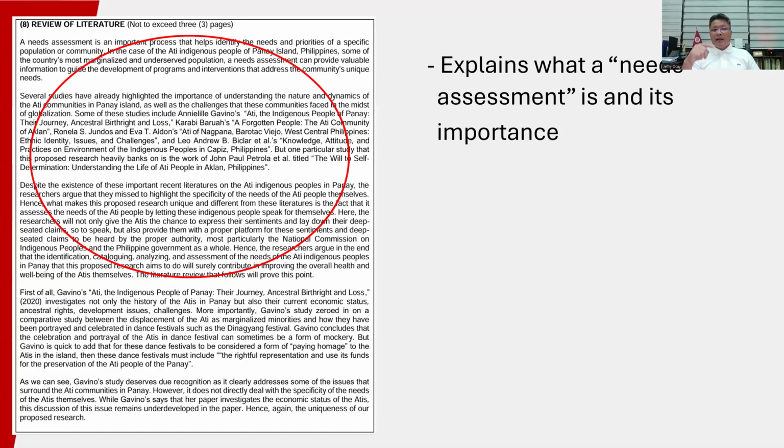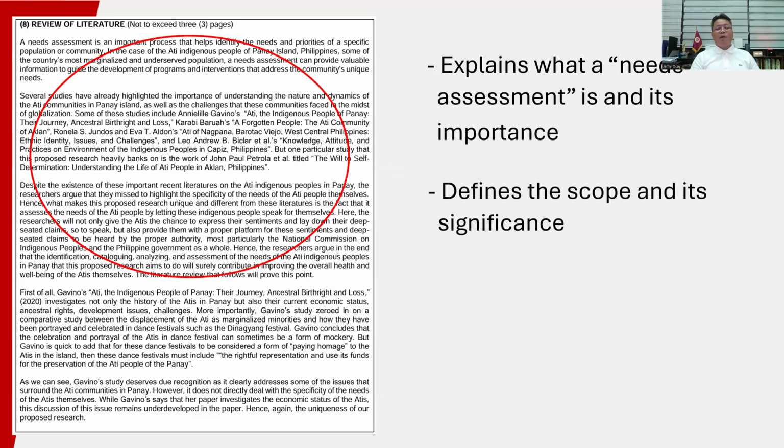Okay, so in these 3 paragraphs, in this introductory part of the lit review, I explain what a needs assessment is and its importance. And then I also define the scope and its significance. And then I also mentioned several related studies.